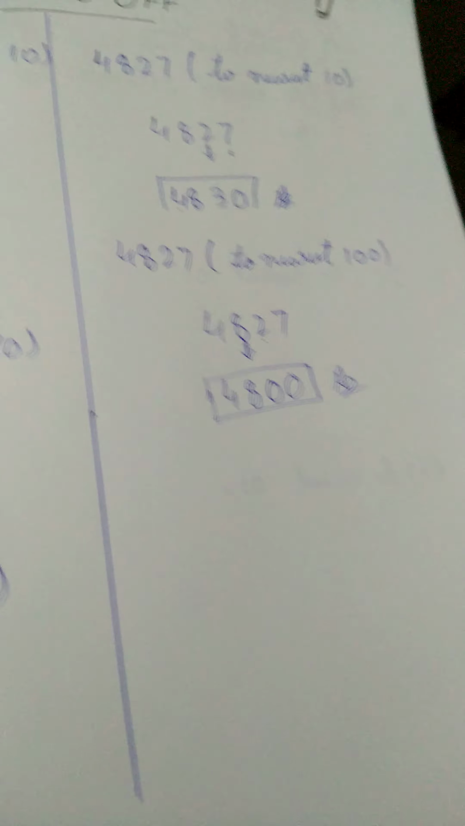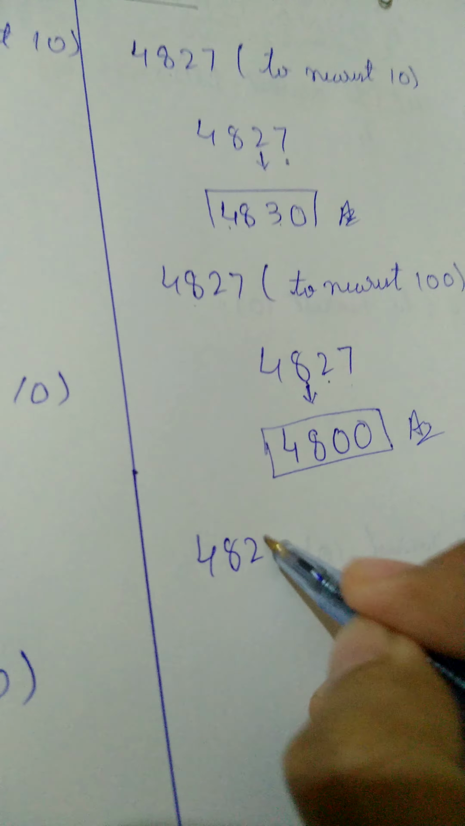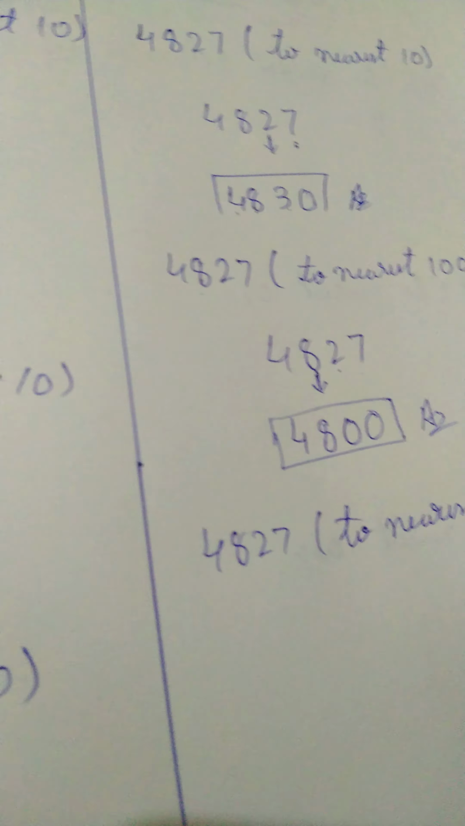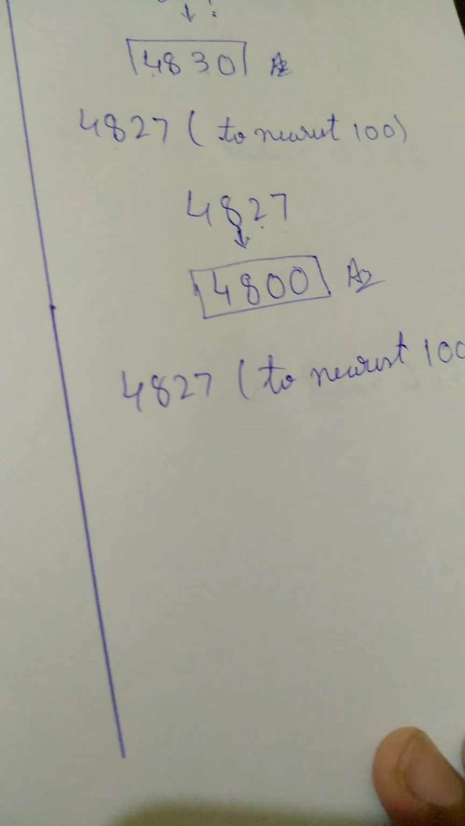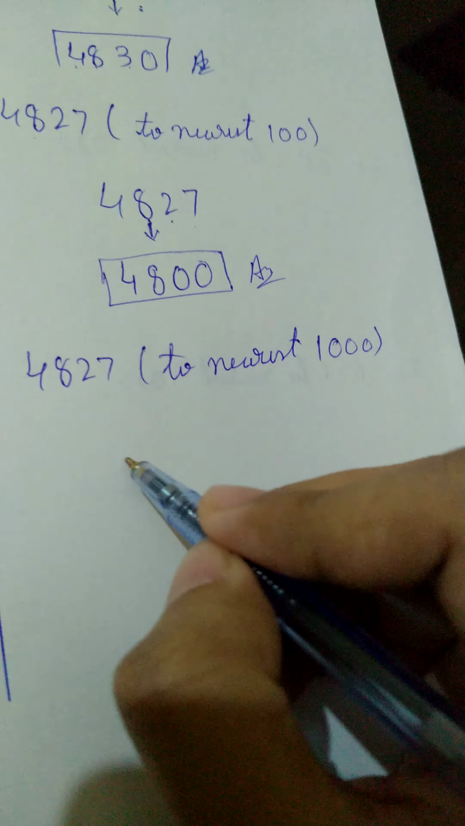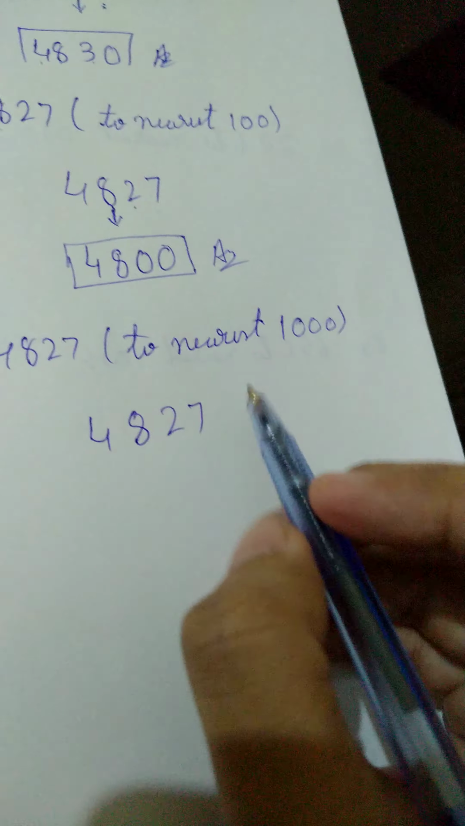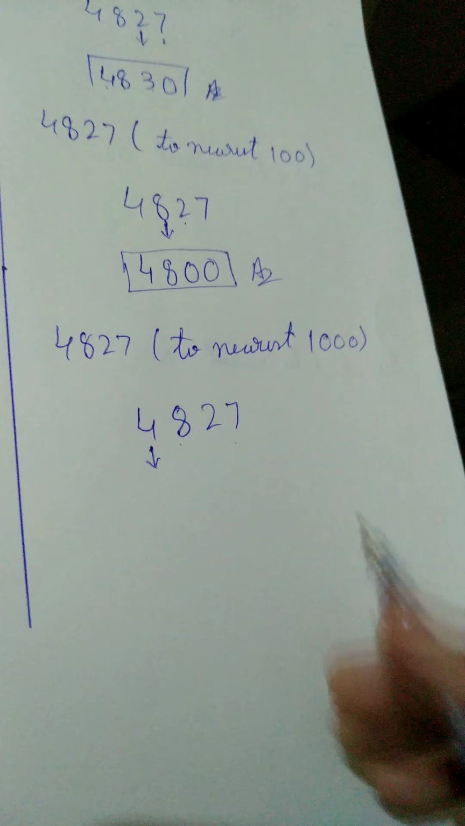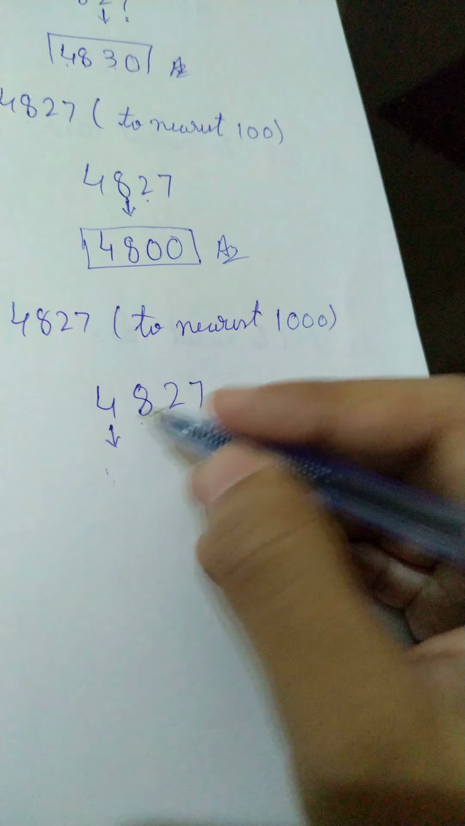Okay, let's take the same number for one more example. 4827 to the nearest 1000. Okay, so let's write the numbers first. 4827, identify the places. Units, tens, 100, 1000. Now 4 is at the 1000th place. Okay, so I will look for the number on the right.